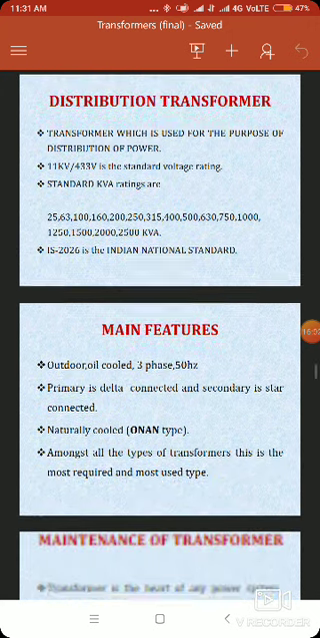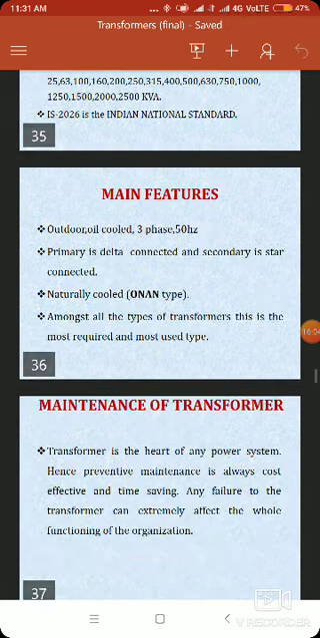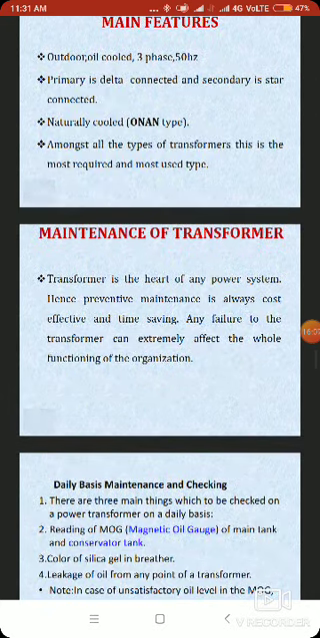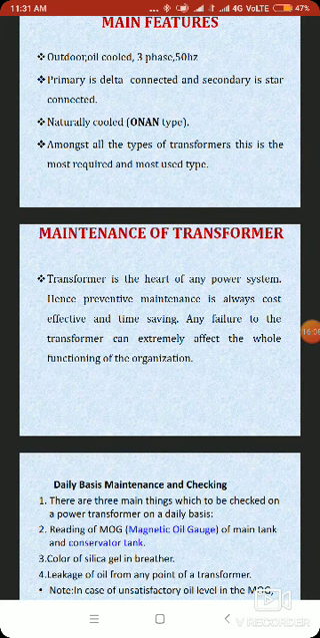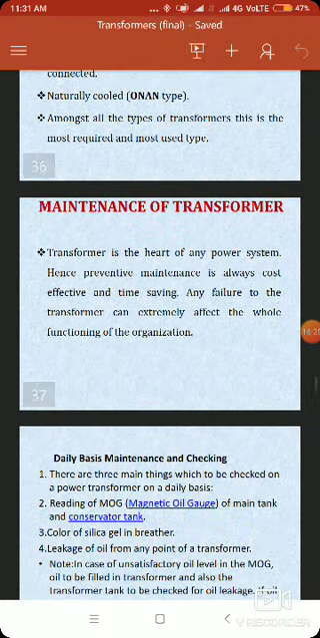Now what are we doing for the maintenance of the transformer? It is the heart of the system, and hence preventive maintenance is to be followed and is always cost effective and time saving. Any failure of a transformer can extremely affect the whole functioning of the organization. Maintenance of a transformer is very important. So what are the types of maintenance we are doing?